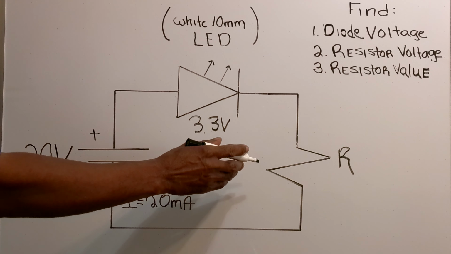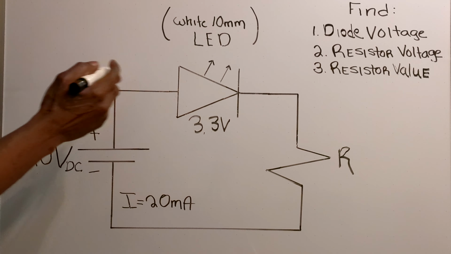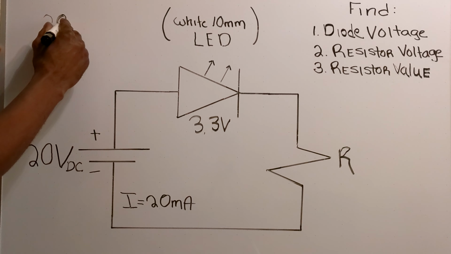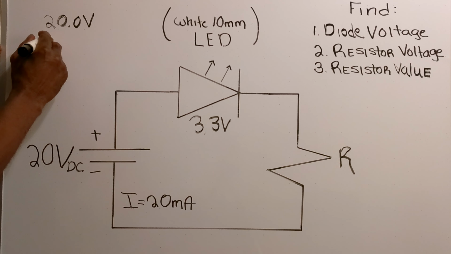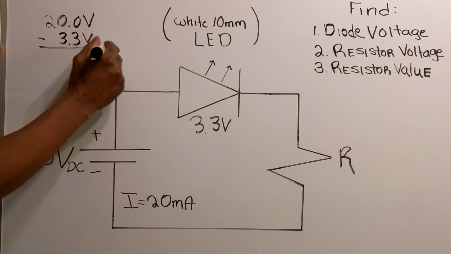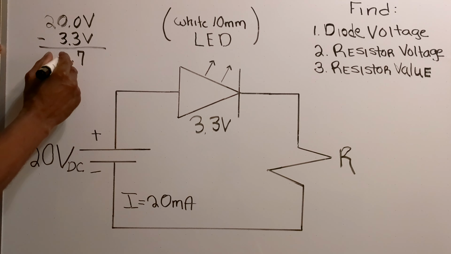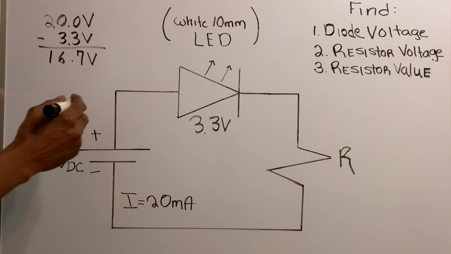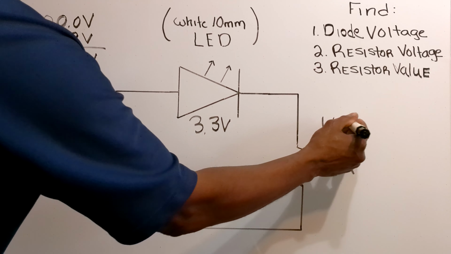Now the resistor voltage will be the difference between the 20-volt DC source and the 3.3 volts across the diode. So I'll go 20 volts minus 3.3 volts, and that will give you a voltage across the resistor of 16.7 volts.